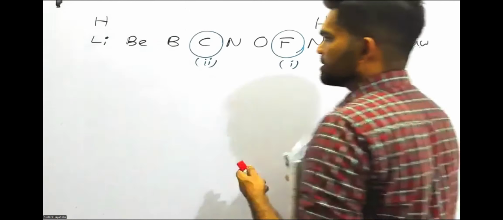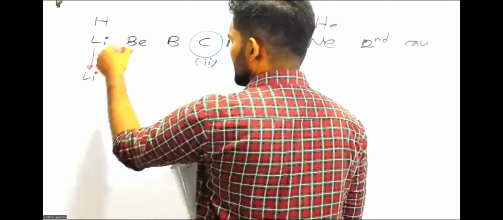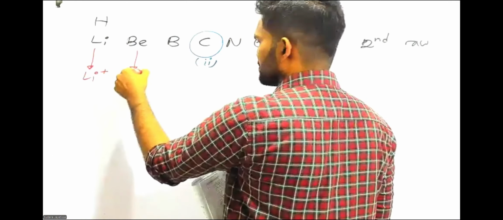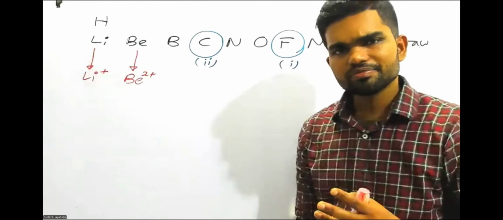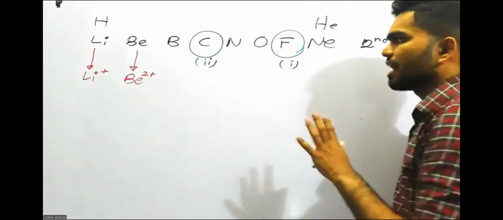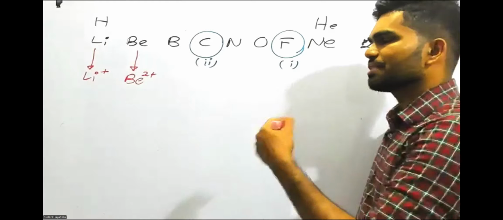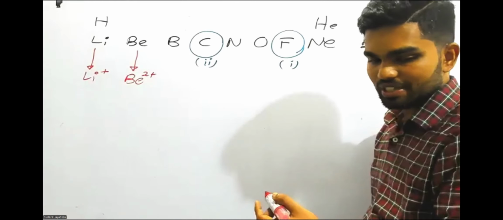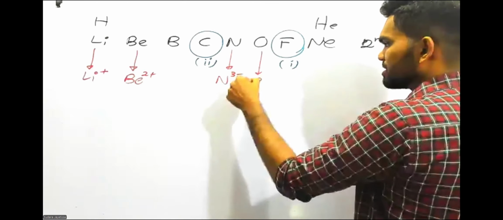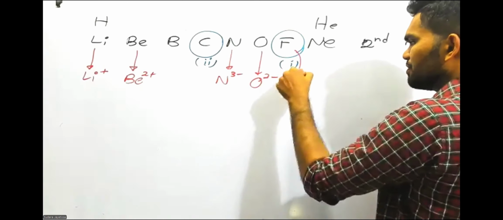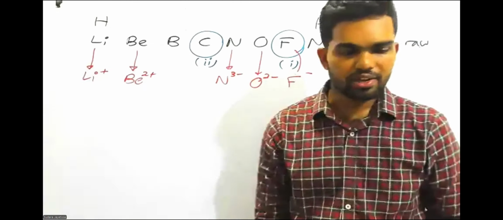Lithium is forming lithium plus, and beryllium is forming beryllium 2 plus. Boron is not likely to form a cation, so let's leave it there. And carbon, we know carbon doesn't make cations or anions. You can't write C plus, C4 plus. That's wrong. Understand? But nitrogen forms N3 minus, oxygen forms O2 minus, fluorine forms F minus. So these are the stable ions we know.